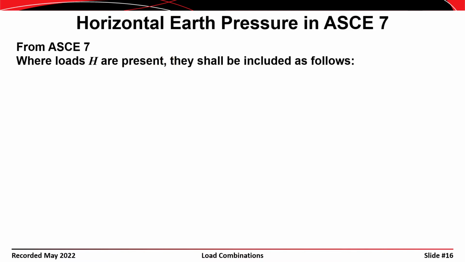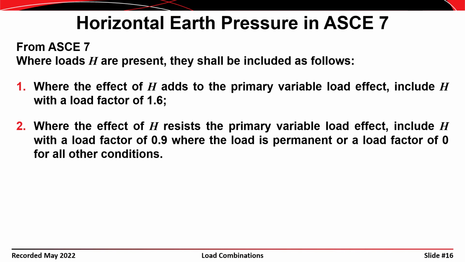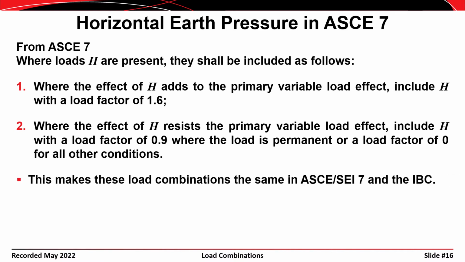Again, though, if we go back to the ASCE 7 standard, it says that where loads H are present, they shall be included as follows. Case 1, where the effects of H add to the primary variable effect, then you include H with a factor of 1.6. Where the value of H actually mitigates the primary variable effect, then you include H with a load factor of 0.9, where the load is permanent, or with a load factor of 0, where the load is not permanent. So if you consider the impact of these provisions on the ASCE 7 load combinations, then again it makes the ASCE 7 combinations the same as the IBC load combinations.